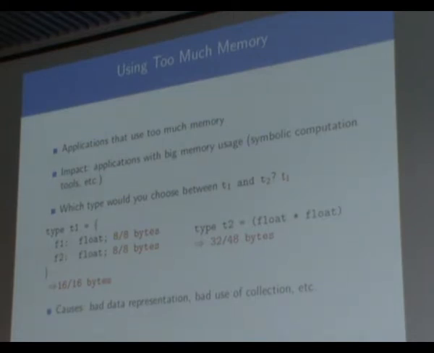This is a very simple example, but sometimes we cannot see this kind of thing just by looking at the type. So one of the causes of applications using too much memory can be bad data representations, or maybe bad use of collections, and so on.